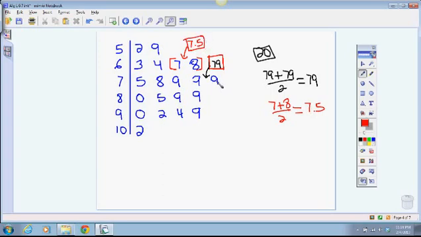Now let's get our upper half. Again, there should be 10 numbers. 1, 2, 3, 4, 5, 6, 7, 8, 9, 10. So 5 and 5. Our median of the upper half is going to fall between 89 and 90. So if I add 89 and 90 together and divide by 2, we're going to get 89 and a half. So our third quartile is 89.5.